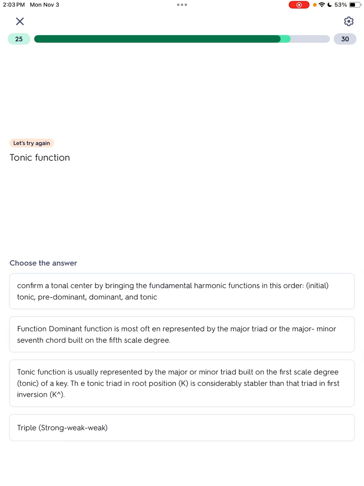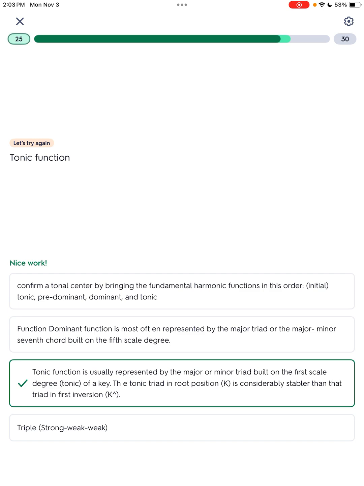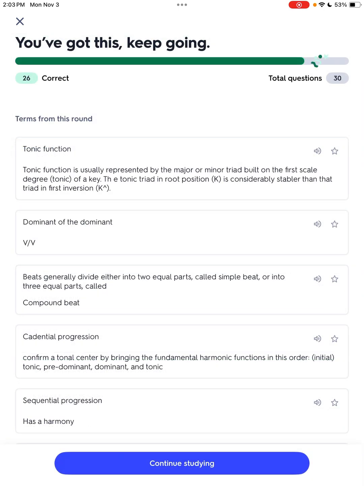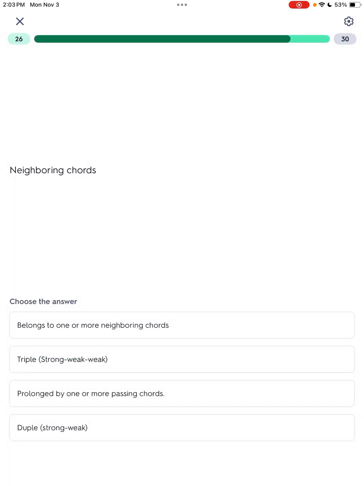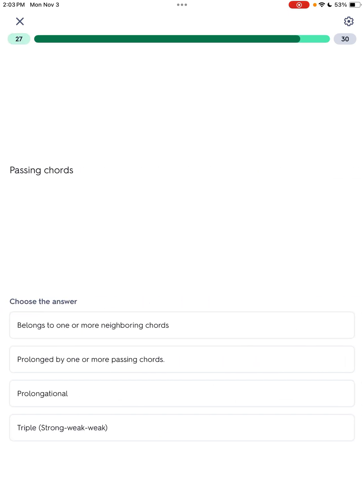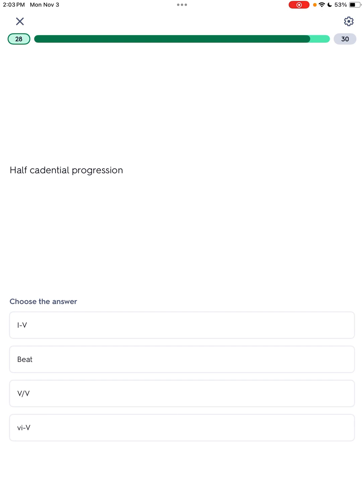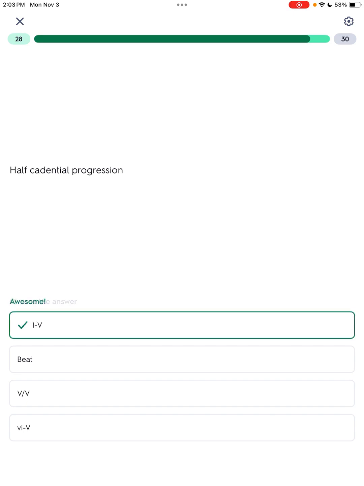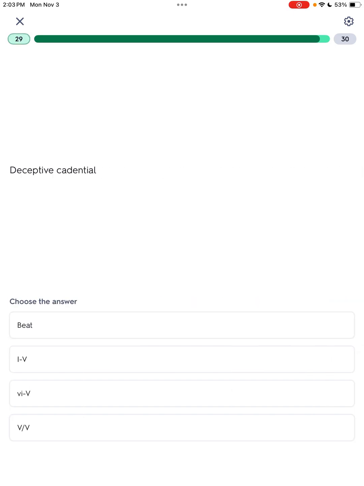Tonic function. Neighboring chords belong to one or more. They join together. Passing chords is when you have one that has a pass chord. It's prolonged by you. And I just answered about half cadential is 1 to a 5, or a half cadence.